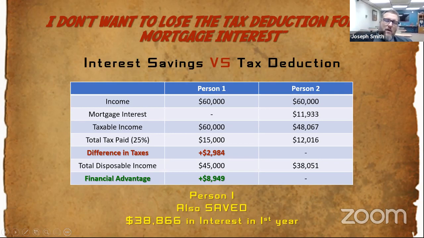What was the interest savings? Person number one, on top of all of that, saved $38,866 in interest that they will not have to pay in that first year that they start. So you have access to more money, right? Yeah, you paid a little bit more in taxes, but what was the net? You ended up having access to $6,000 total dollars after taxes more than person number two, who is really trying to hold on to the mortgage interest tax deduction. And person number one saved $38,866 in interest savings, whereas person number two didn't save anything.